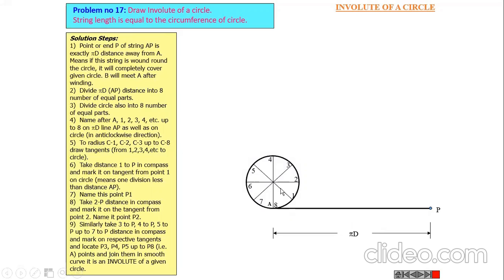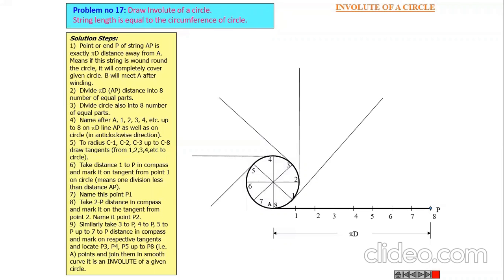Now divide pi d, that is this line AP, into 8 equal parts, because we are dividing this circle into 8 equal parts. If I divide into 12, then I have to divide this AP into 12 equal parts. So divide it into 8 equal parts. Then don't forget the numbering, that is 1, 2, 3 up to 8. Then draw the tangent from all the points 1, 2, 3, 4, 5, 6 up to 8.